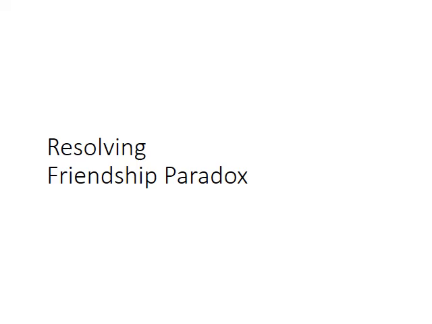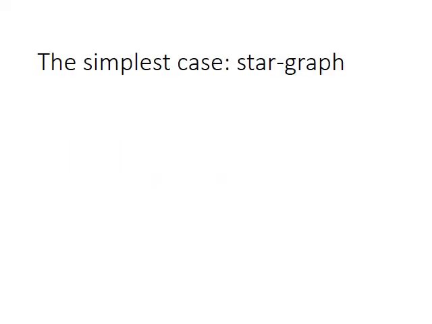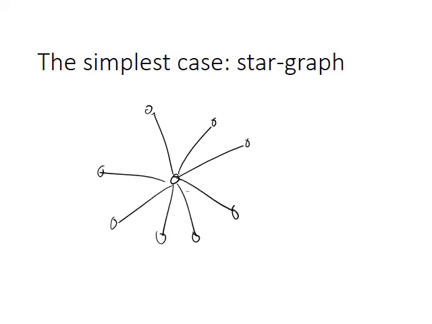Okay, let me try to explain and resolve this friendship paradox. I think it's useful to think of the simplest case possible, and this is a star graph. Star graph means you have one star at the center, and this star is connected to other nodes like this. So this is a star right here.